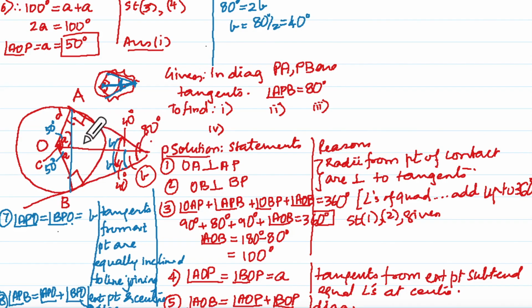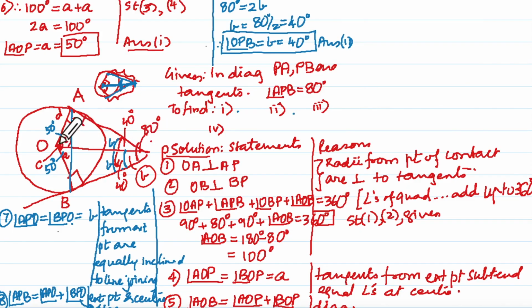BPO or OPB, I don't know what was there in the question. So therefore angle OPB is equal to small b, equal to 40 degrees, and this is going to be your answer 2. Answer 2 only, right? Because we finished with B now. A finished and B finished.